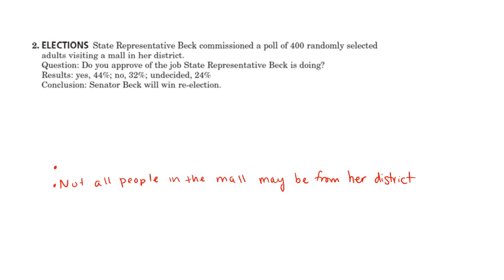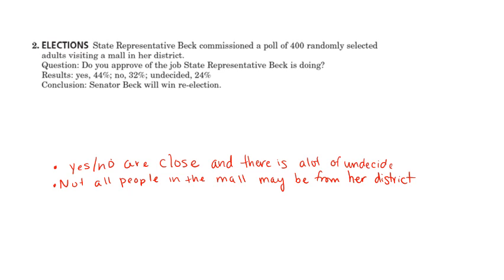The other reason I didn't like this data is because it's really close. The yeses and nos are close. Okay, 44 and 32, that's far apart, but not that far apart. And there is a lot of undecided voters.